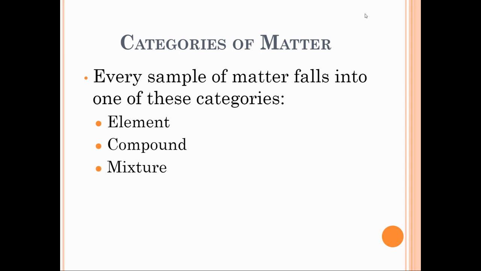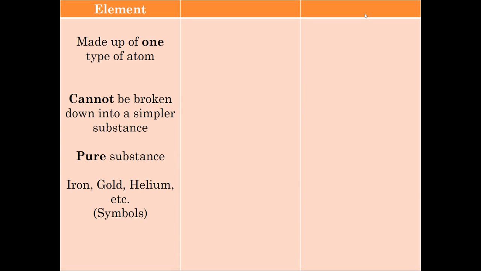All right, so categories of matter, and this is what we're really going to focus on the rest of this presentation. Every sample of matter falls into one of these 3 categories, either an element, a compound, or a mixture. All right, so an element is made up of one type of atom. It cannot be broken down into simpler substances. This is a pure substance. Examples of elements are iron, gold, helium, etc. So if we look at the symbols on the periodic table, these are elements.